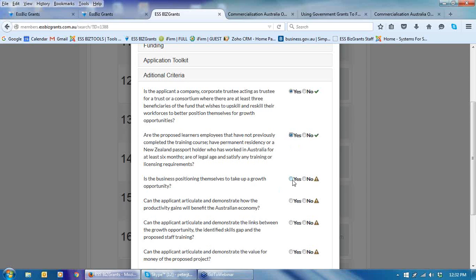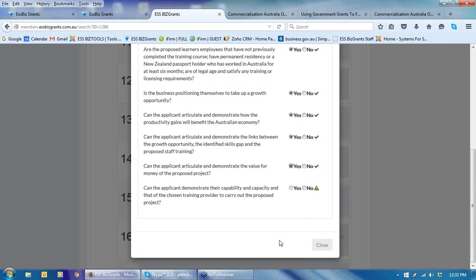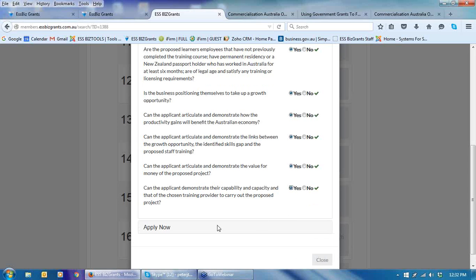Is the business positioning itself to take advantage of the growth potential? The business must be doing that. This is not teaching people to type. It's teaching new skills. Can the applicant articulate and demonstrate how the gains will help the Australian economy? Hopefully they can. And you've got to be able to demonstrate that there's a link between the training you're doing and what the business wants to do and how the business is going to perform. So we say yes. The business has got to be able to articulate the value for money. And can the business demonstrate that they're able to administer all this? So as long as they've answered all that, they can apply.